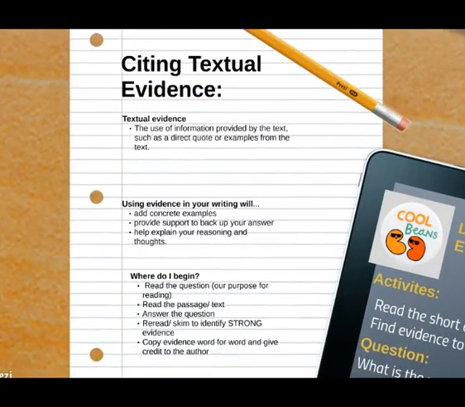So I need you to take out a sheet of paper and go ahead and title it Citing Textual Evidence. This is where we're going to take notes. So if you need to pause the video to take your notes and then just listen, I think that would be a great thing to do.